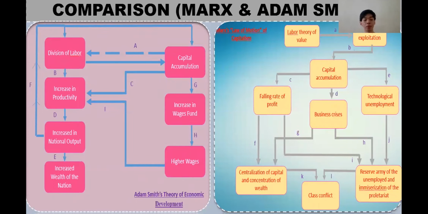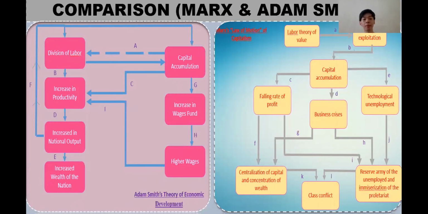In the theory of economic development, capital accumulation can lead to division of labor, and conversely, division of labor can also raise capital accumulation. The division of labor will increase the productivity of labor, and capital accumulation can stimulate the productivity of labor as well. When productivity is increased, national output increases too, and this will bring an increase in the wealth of the nation. Capital accumulation also increases the wage fund. When the fund increases, wages are higher than usual too, and this can increase productivity, and the wealth of the nation increases overall.